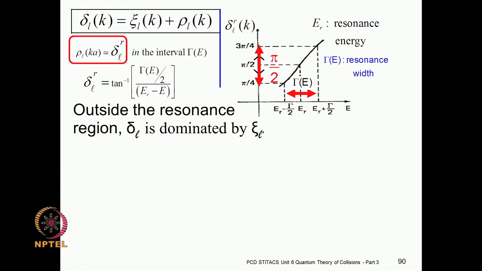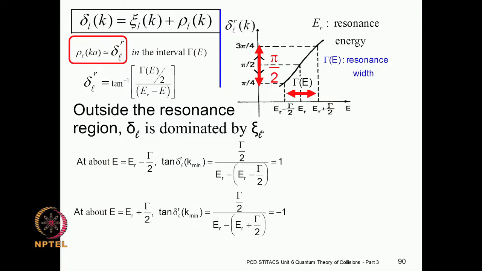Okay, so outside the resonance region, the scattering phase shift is dominated by the hard sphere component. Okay, so what relations do we get at the resonance? If you go to this energy, which is half width below the resonance, the tangent of delta, which is defined by this relation, becomes plus 1, as you can see clearly, right? And if you go just as much above the resonance energy as below, like go E_R plus gamma by 2, then the tangent of delta in this case becomes minus 1. Okay, so the tan delta becomes plus 1 at this point, and it becomes minus 1 at this point.